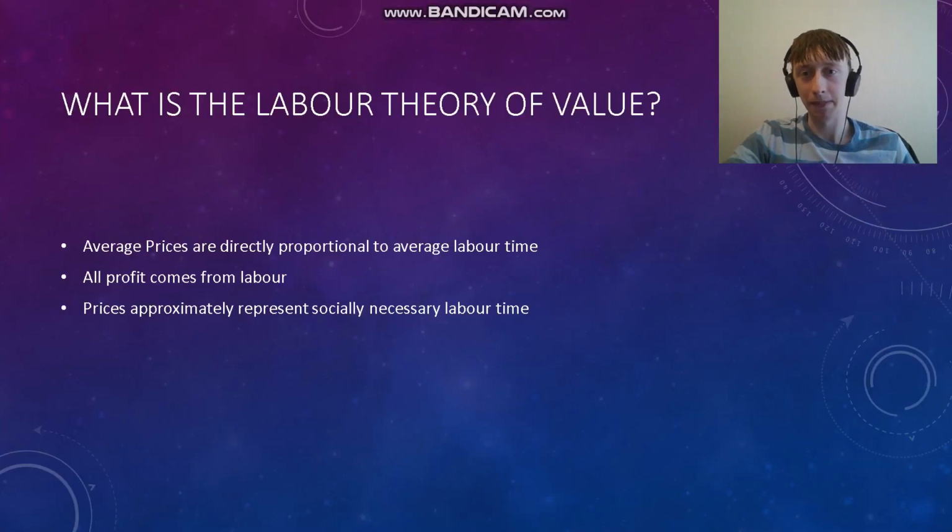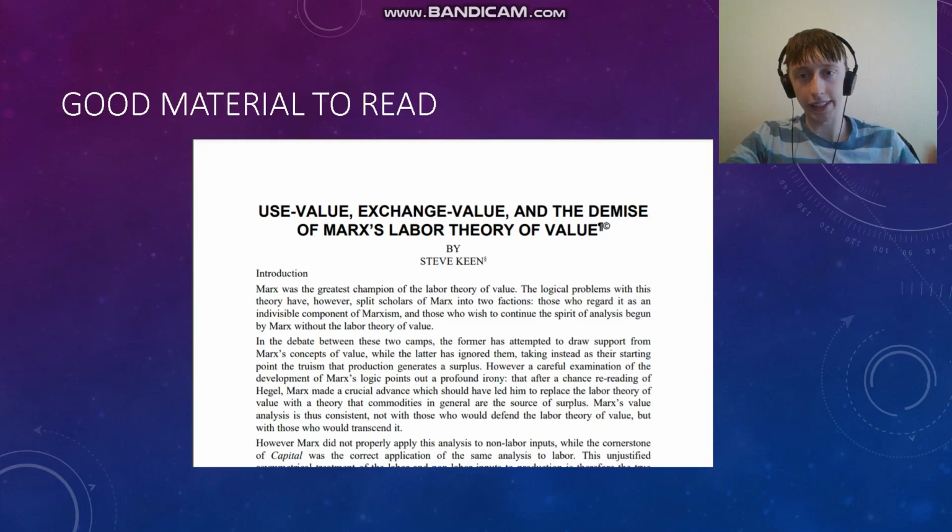So what is it? Average prices are directly proportional to average labour time. All profit comes from labour, and prices approximately represent socially necessary labour time. This is one of the key ideas in Marxian economics and socialism in general. This is a great paper, Use Value, Exchange Value, and the Demise of Labour Theory of Value by Steve Keen, post-Keynesian economist, great stuff.